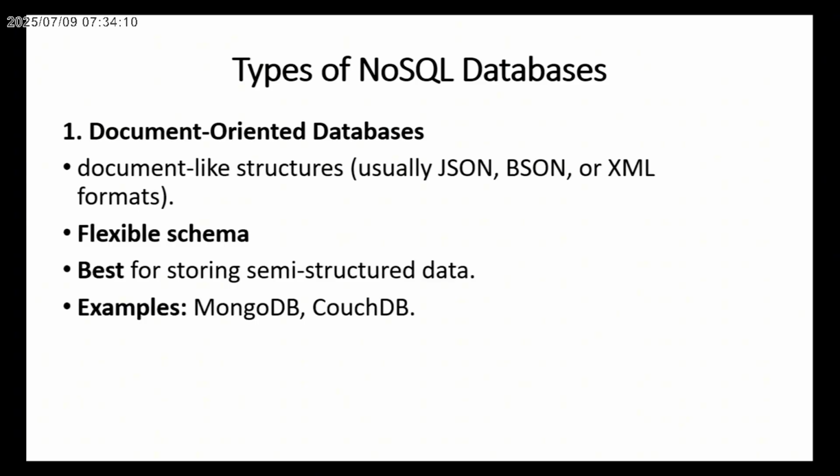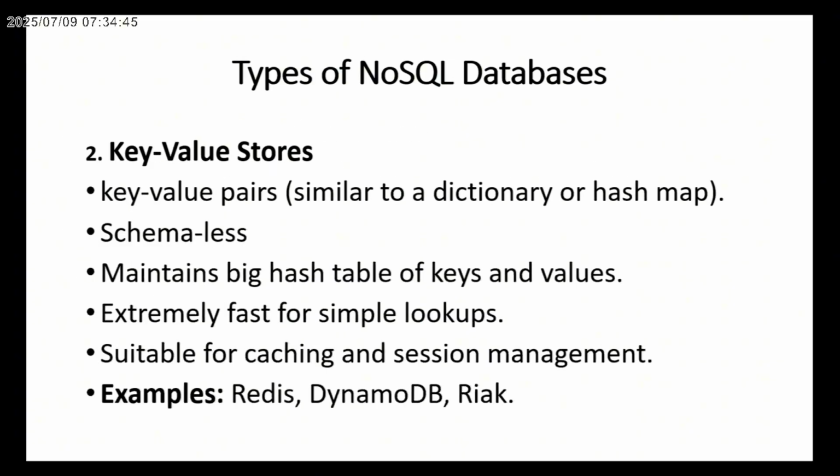NoSQL supports 4 types of data models in order to store and retrieve information. The first one is the document-oriented database. Normally, the JSON, BSON, XML formats support this document-oriented data model, and this data model supports a flexible schema. This is best for storing semi-structured data. The example software which supports this document-oriented database in NoSQL databases are MongoDB and CouchDB.